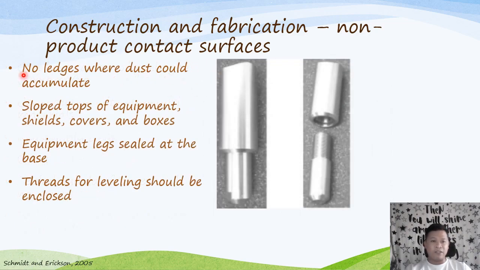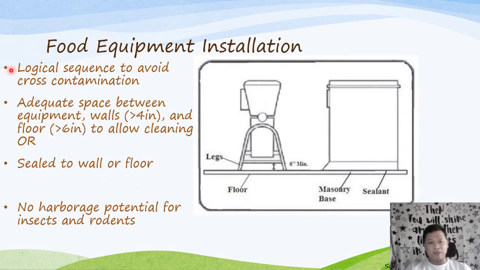So avoid areas for dust accumulation. You have to have downward sloping yung mga tops of equipments, parang mga bubong, no? Para hindi mag-accumulate yung dust and water and whatnot. Legs should be sealed at the base, and even the threads for leveling, like these ones, should be enclosed to avoid insect contamination. Okay, so there should be a logical sequence to avoid cross-contamination, yung pagkakasunod-sunod ng equipment mo, nakasang-ayon yan sa process mo, and then there should either be adequate space from the wall, 4 inches, or from the floor, 6 inches, to allow cleaning.